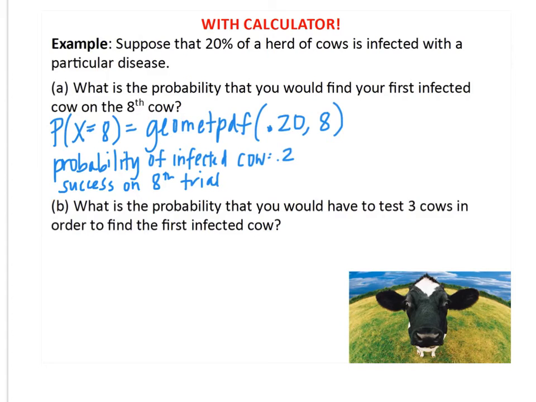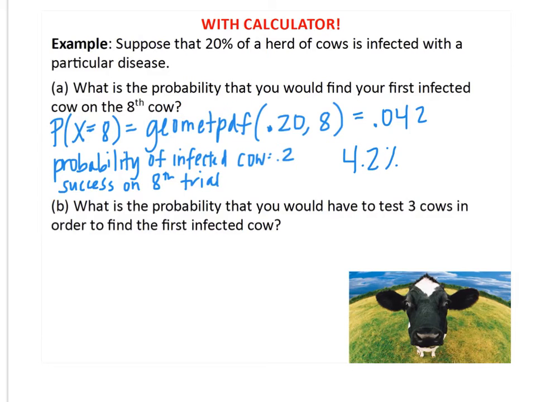We get 0.0419 or 0.042. So there's a 4.2% chance that my first infected cow is on the 8th cow.